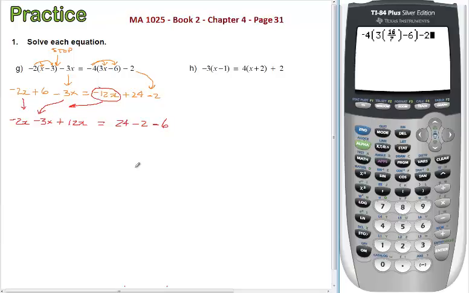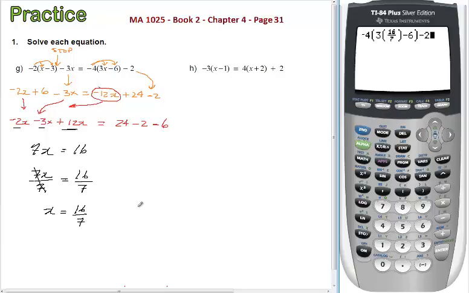Now combine all your like terms together. Okay. First of all, negative 2 minus 3 is negative 5. Just combine your coefficients, and negative 5 plus 12, this will give me 7x. Okay. 24 subtract 2 is 22. 22 subtract 6 will be, of course, 16. Okay. So we end up with 7x equals 16, and of course we know what to do then. Divide each side by the coefficient of the x term. To isolate the x term, we want x equals, nothing in front of it except 1. So our answer is 16 over 7.